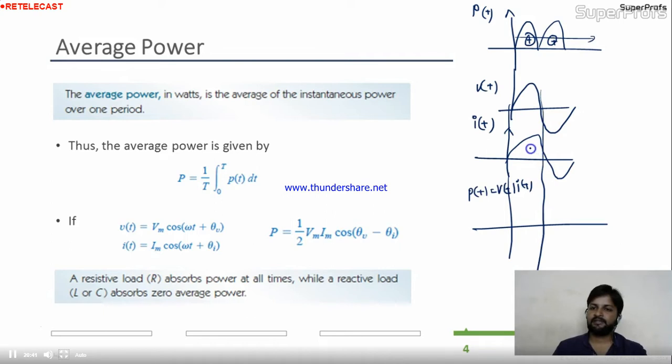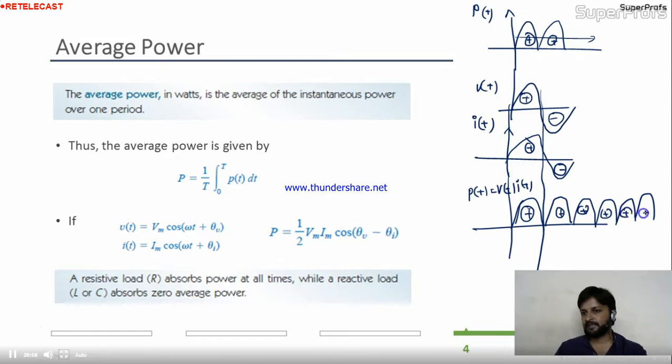In this region, both are positive. If you multiply these two, you'll get a positive term. In this case, this one is negative, this one is negative. When you multiply, you'll have positive. So this is the power graph for resistance. Like this, like this, like this. Okay. That's why I'm drawing the graph like this. So this is the instantaneous power. When you average it, you'll get the average power. Okay.